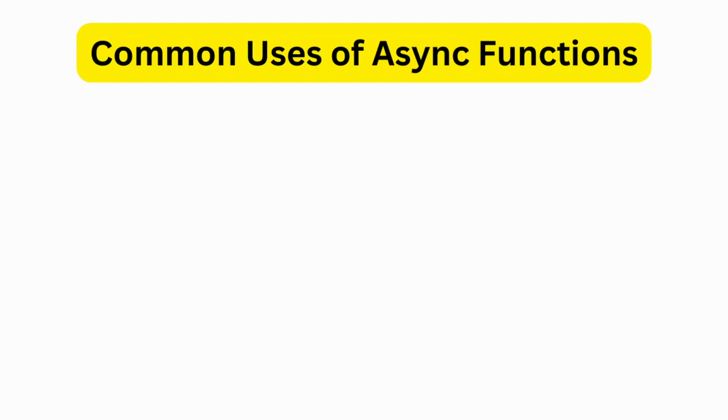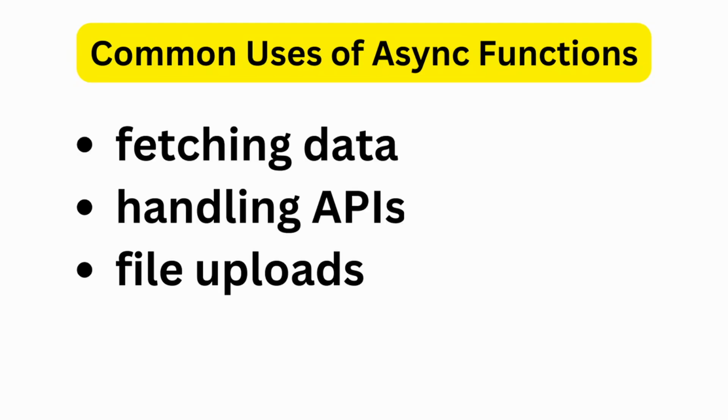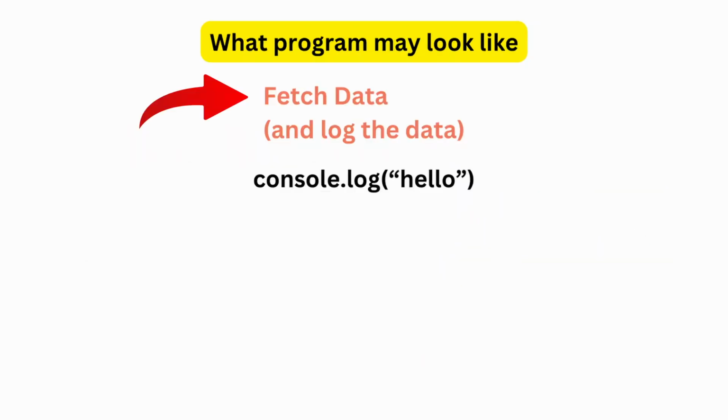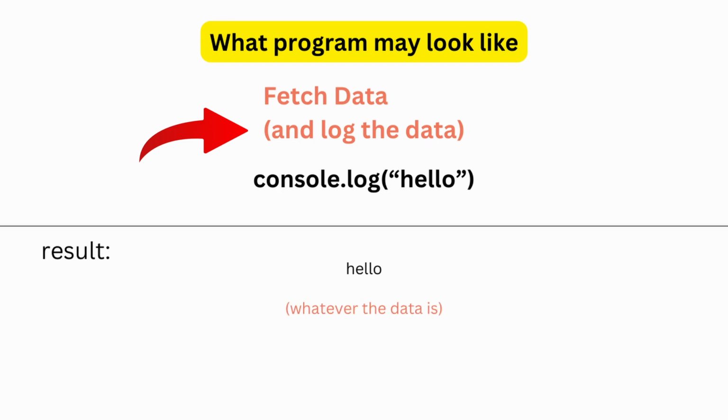For example, some common uses of async functions are fetching data, handling APIs, file uploads, or timers, where these take time to finish. Instead of waiting for these tasks to finish, the program can move on and do other things first. Then when the task is finished, it checks back and handles the result. When it's ready, the program can use the response to do something else, like updating the UI or logging the data. That's the point of callbacks, promises, and async await.